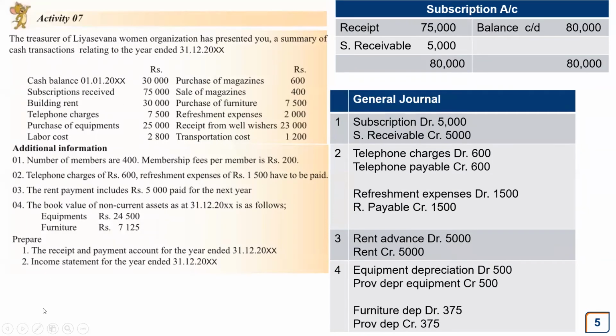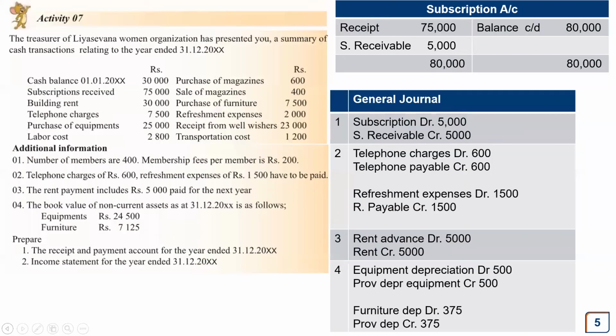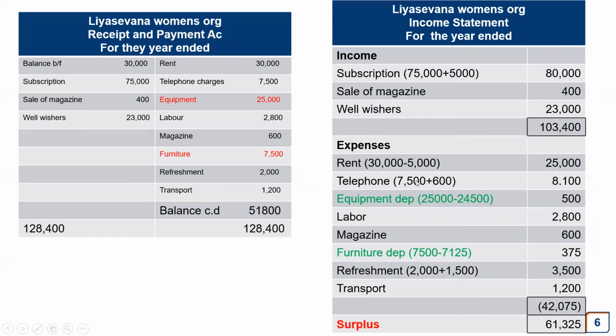Next, building rent 30,000. We said that we have to deduct 5,000. Here you write we paid 30,000, but at the expense of rent, we deduct 5,000 and write 25,000. Then telephone charges 7,500. As I said before, there was 600 rupees. So telephone charges will be 8,100.